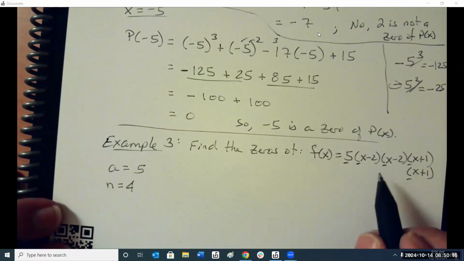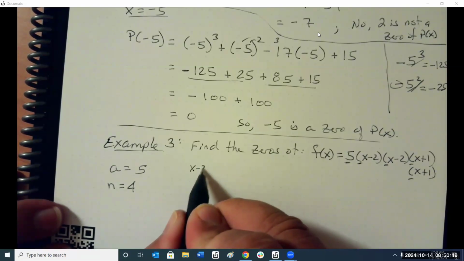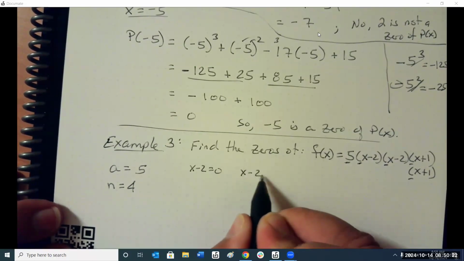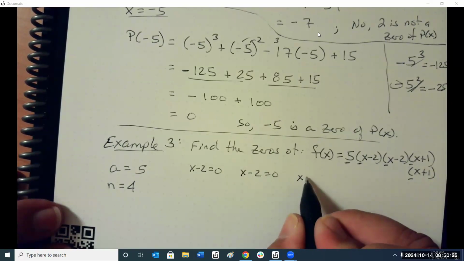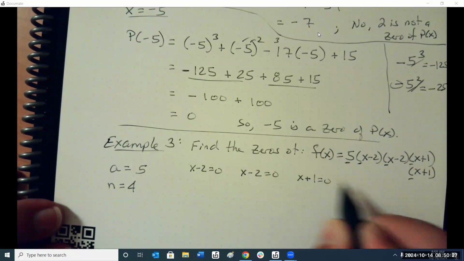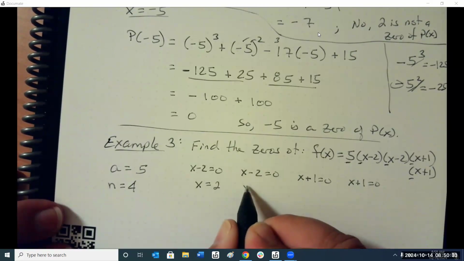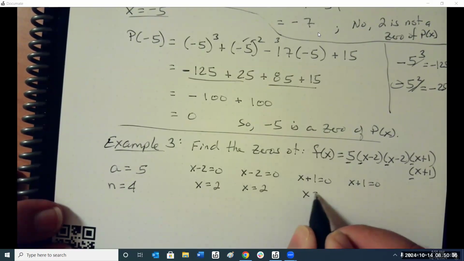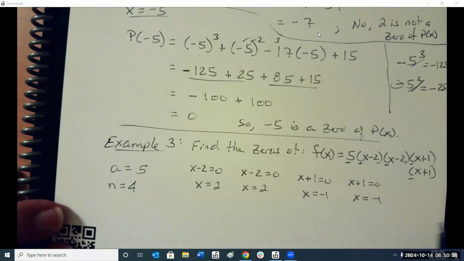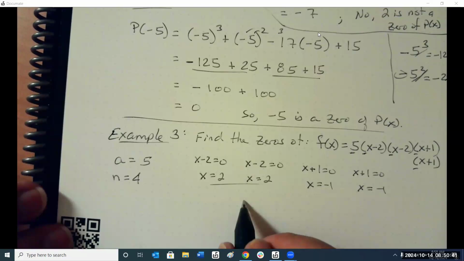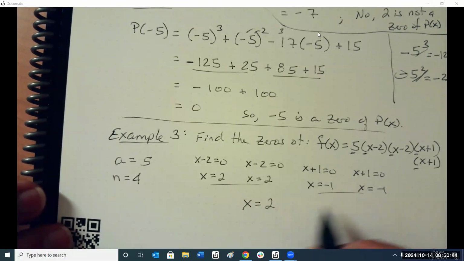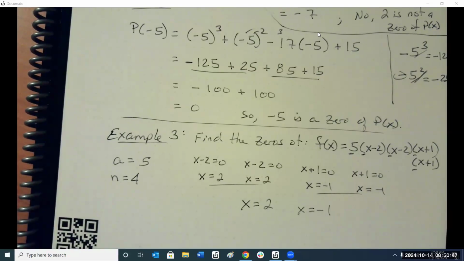But let's look at this. Our solutions are x minus 2 equals 0, x minus 2 equals 0, x plus 1 equals 0, x plus 1 equals 0. So our solutions are x equals 2, x equals 2, x equals negative 1, and x equals negative 1. So our solutions are really x equals positive 2 and x equals negative 1. We only have 2 x-intercepts, even though they're repeated a couple times, and it's a 4th order equation.